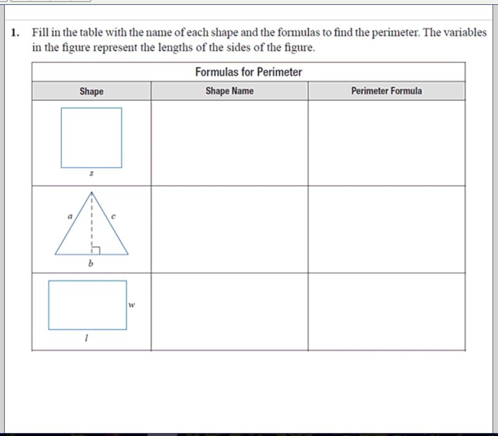So we're going to look at some common shapes and name them and give them a formula for adding all the sides up to find the perimeter. So the perimeter is the distance around the outside of the shape. It's like taking a string and outlining it.